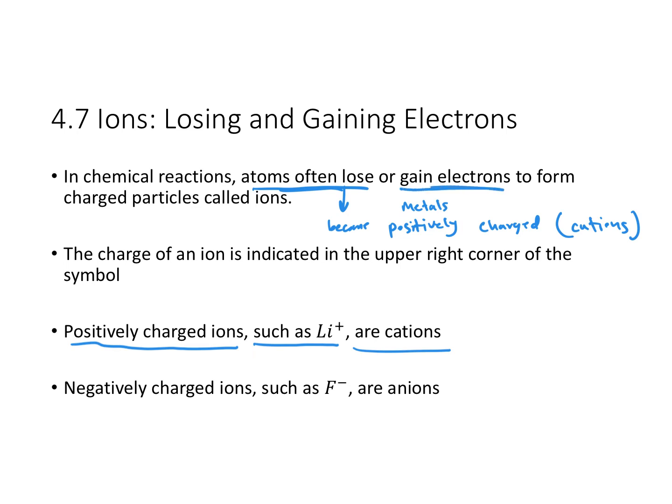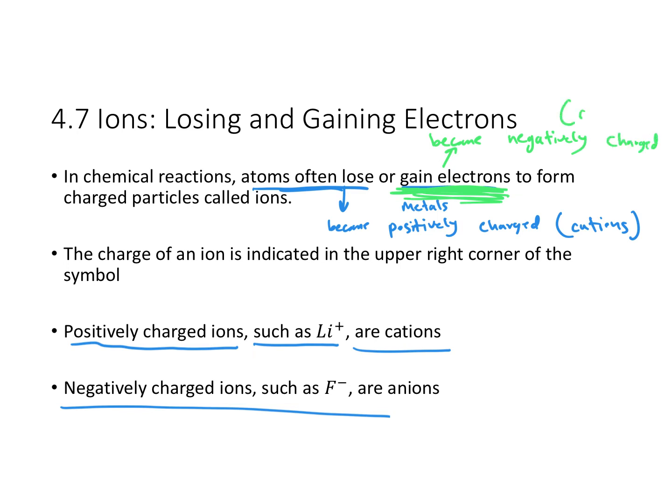What about gaining electrons? If we have an element that gains electrons, what do we call that specific atom that gains electrons? Anions, exactly. So I'm going to write that with green. If they gain electrons, they become negatively charged, and we call them anions.